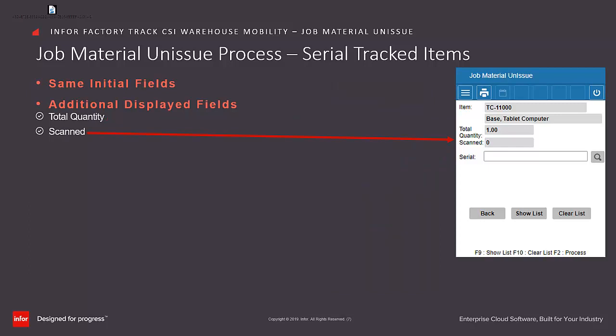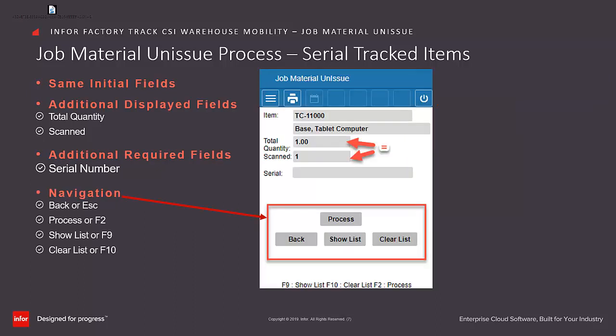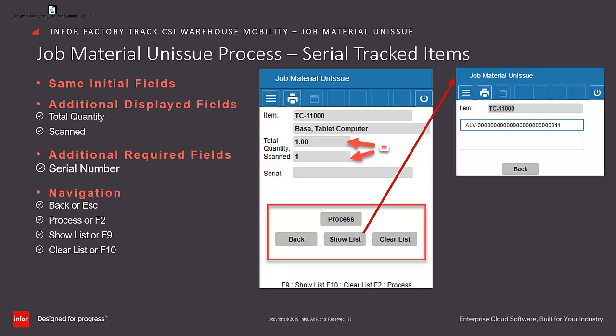The scan quantity field is displayed to indicate the quantity of serial numbered items that have been captured so far in the process. We then enter, scan, search, select the serial numbers for the quantity of items to be unissued. Once the scanned quantity equals the total quantity, the processing option is enabled. Click on Process to process the job material unissue. Click on Show List to show the list of the serial numbers captured in the process, or on Clear List to remove the serial numbers captured so far.